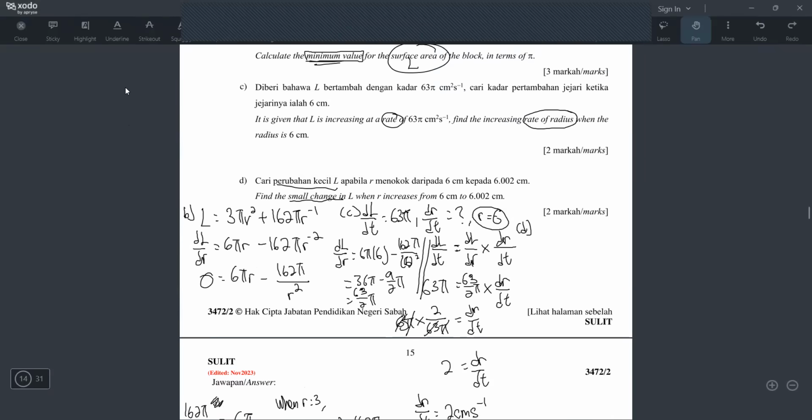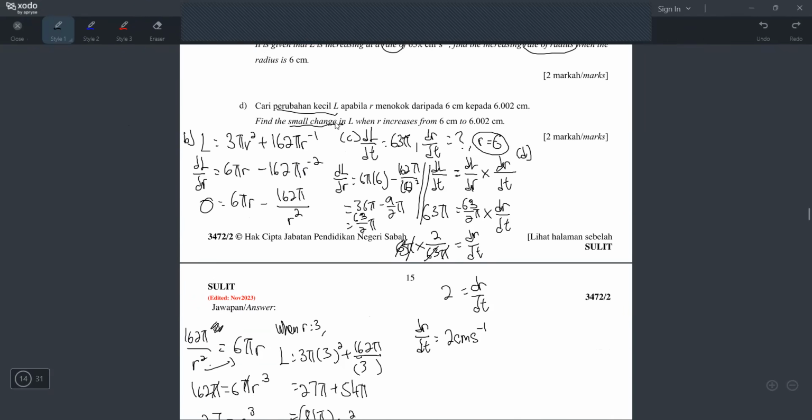But the first step is always write down the information that they give first. So what information did they give? Find small change in L. Small change, we use the delta symbol. So it means they want to find delta L. And then they say R increases from 6 to 6.002. It means the original value of R is 6. This is the old value. And the new value for R is 6.002. So if we have the new value and old value, can I find the delta R? Can I find the small change in R? Yes. Just take the new value minus the old value, which is 0.002.